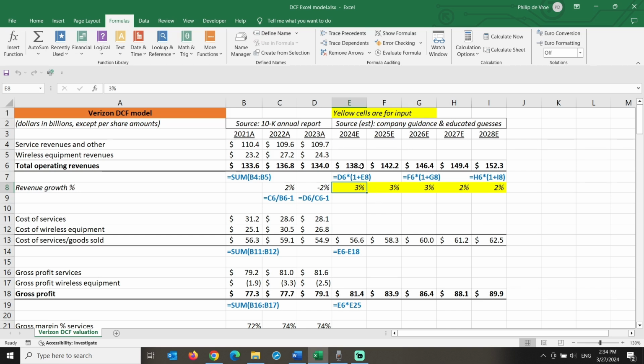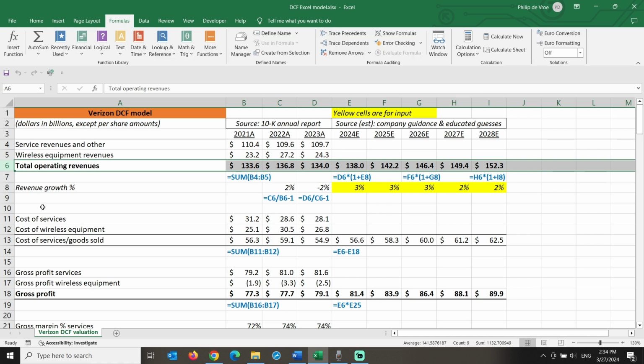The row of total operating revenues is now the output variable. Current year revenue equals prior year revenue times 1 plus the growth rate. That formula repeats for each of the forecasted years. A lot of formulas in this DCF Excel model will refer to this row 6 of total operating revenues.